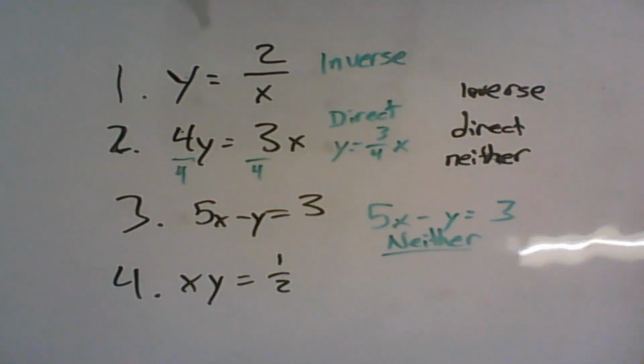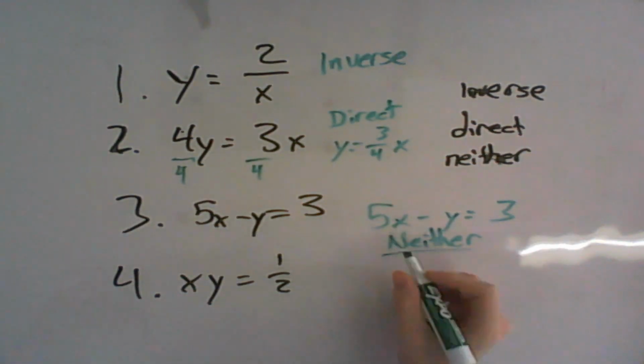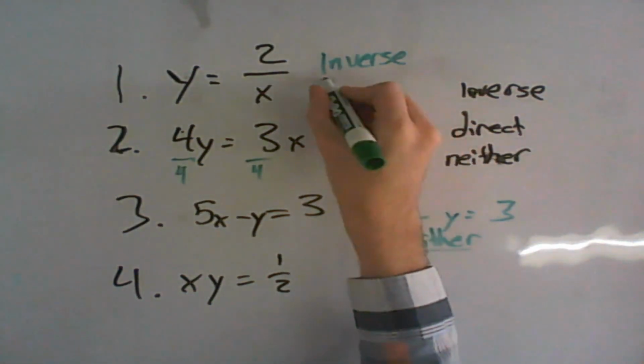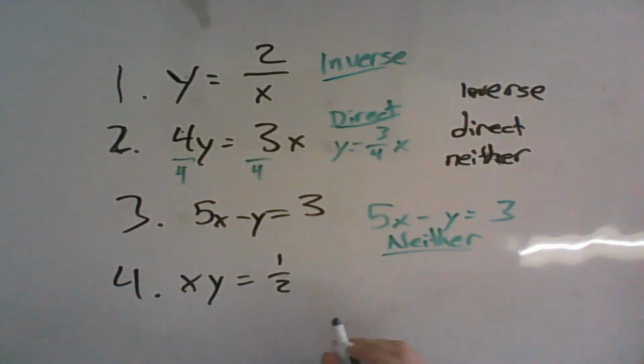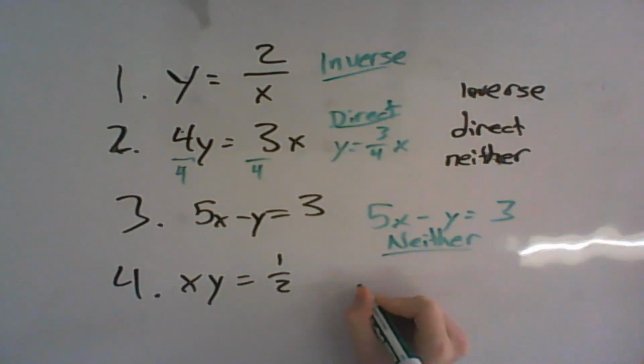Well, then, so we have inverse, direct, then neither, and this one is x times y, which is, as we know, inverse.